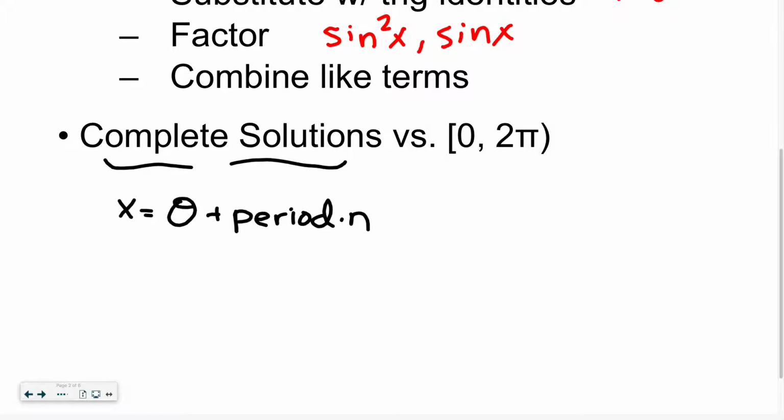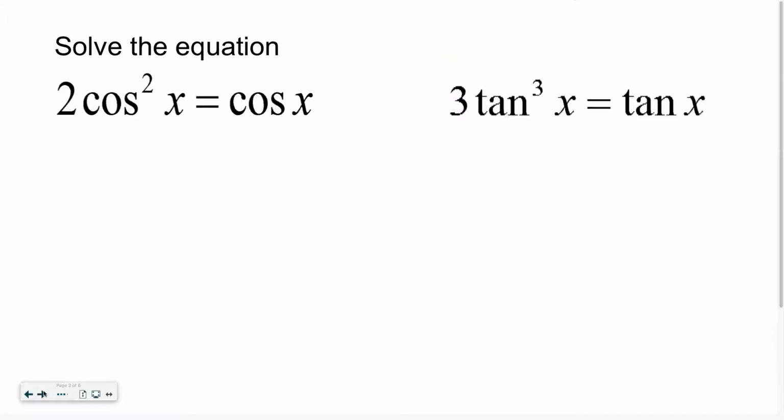The only time we don't have to do that is really when the directions say something about answering between 0 and 2 pi. If you have to answer between 0 and 2 pi, just make sure you have all the angles that will work that fit within one revolution of a circle. So directions are going to be key. Let's solve some equations.